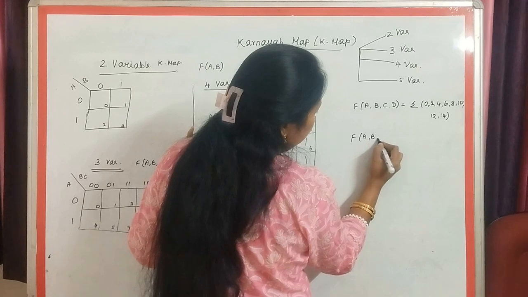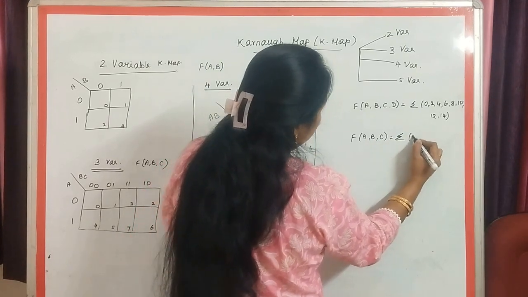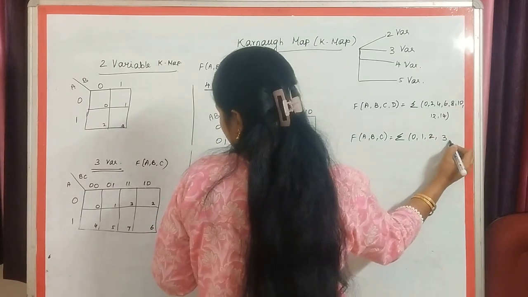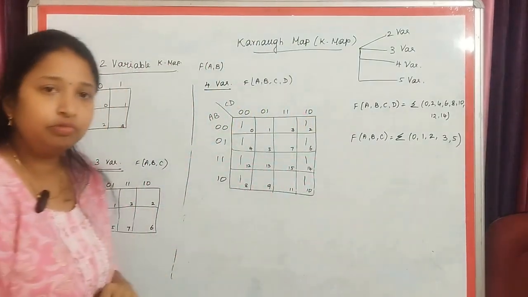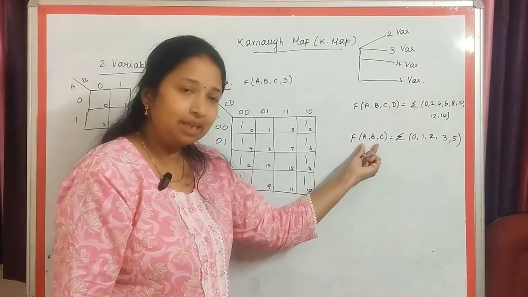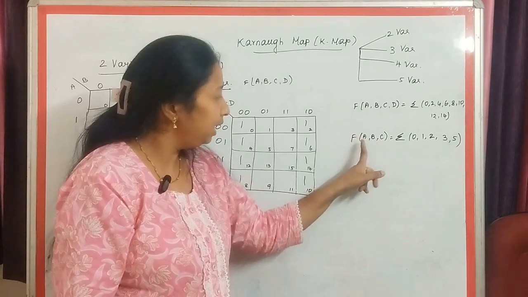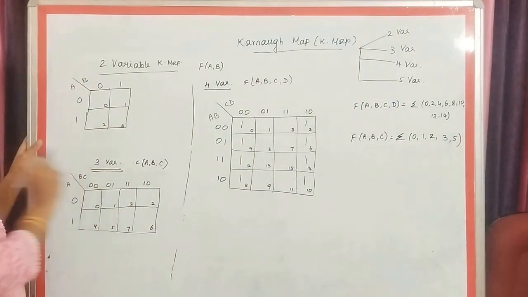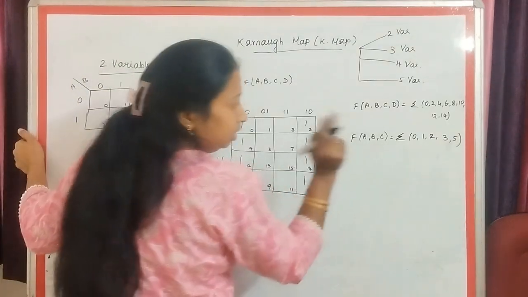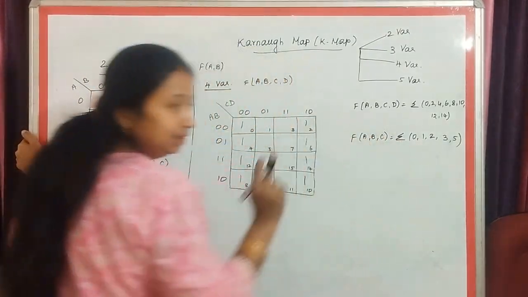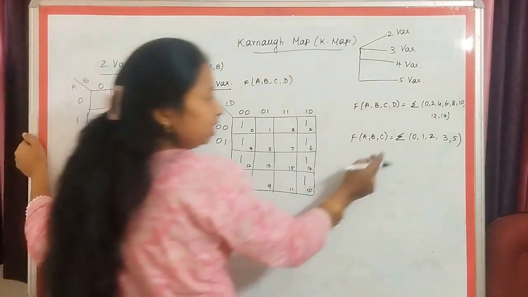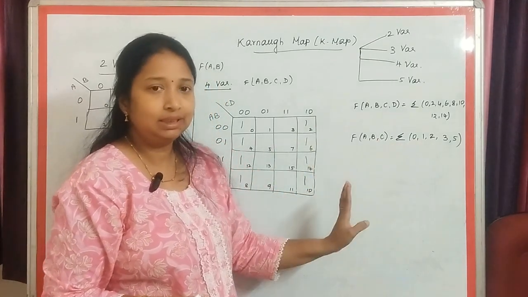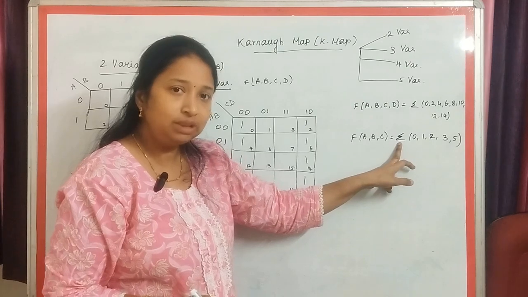Let me give you another problem. F of A, B, C is equal to sigma of 0, 1, 2, 3, 5. Fine. Now, how many variables are here? There are 3 variables, A, B and C. So which K-map I'll be choosing? I'll be choosing a 3 variable K-map. Clear? Now, second step is identify whether it is an SOP or a POS. How do you identify? Based on this sigma. If it is sigma, it means it is SOP. If it is pi, it means it is POS. Now here sigma is given, so it is SOP.